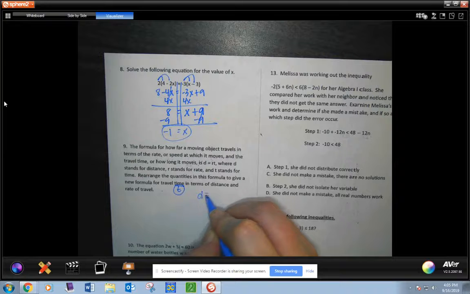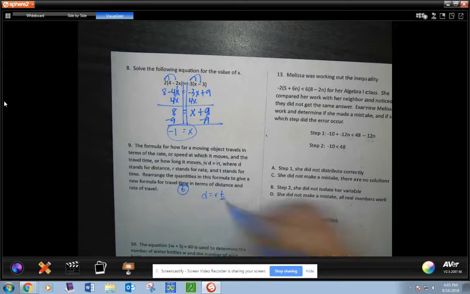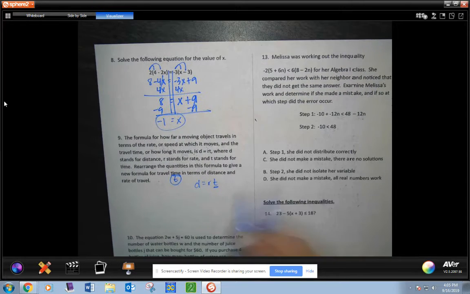So I'm going to take d equals rt, and I want to get t by itself. Now, for this question, remember, r and t are touching, so that means they're being multiplied. So to get rid of it, you just divide. When I divide by r, that cancels. I can't actually do distance divided by rate, so I leave it alone, and now it's in terms of t.